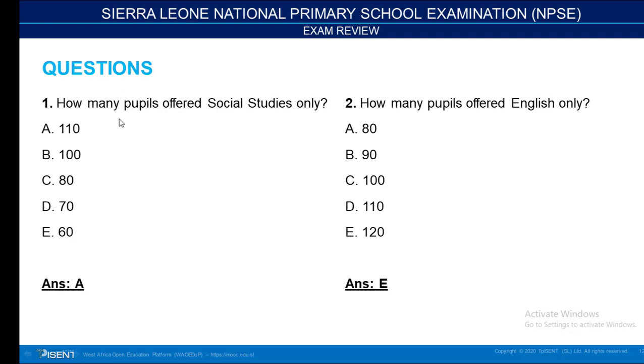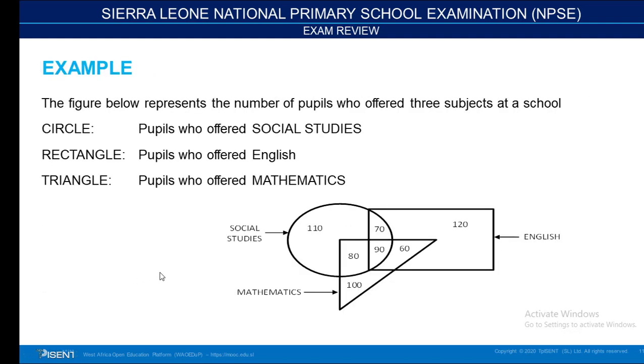1. How many pupils offered social studies only? The options are A 110, B 100, C 80, D 70, E 60. Let us go back. Remember, how many pupils offered social studies only? The technique here, we look at the circle as the circle represents social studies.